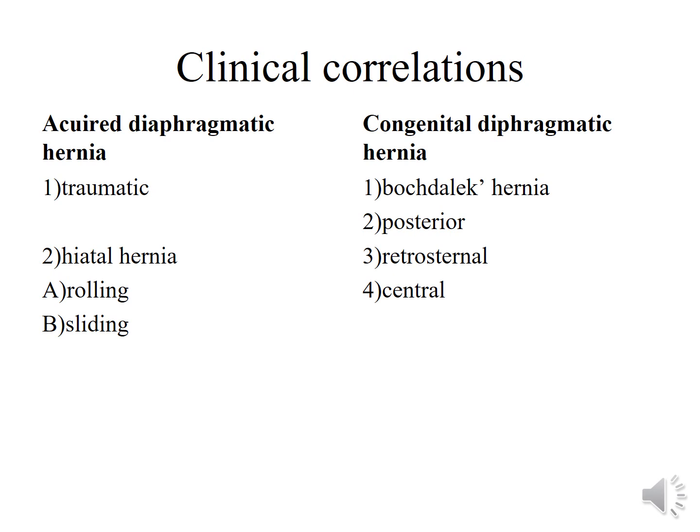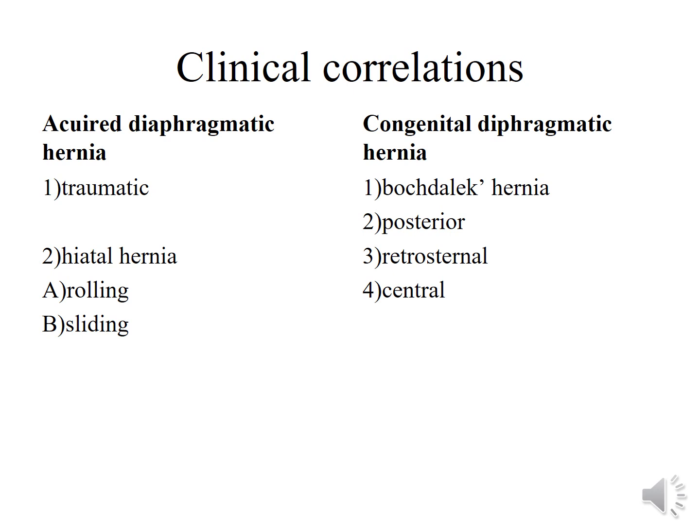This hiatus refers to the esophageal hiatus, right? So if this esophageal hiatus is weak for certain reasons, then this will result in a rolling or sliding hernia, and then the stomach or the intestinal contents can protrude into the thoracic cavity. Congenital diaphragmatic hernias are of four types. One is Bochdalek's hernia. It is very important and it occurs because of a deficiency in the pleuroperitoneal membranes, and it is also known as the posterolateral hernia.